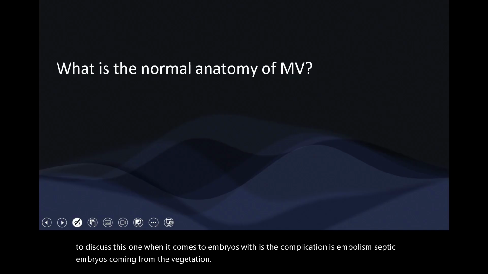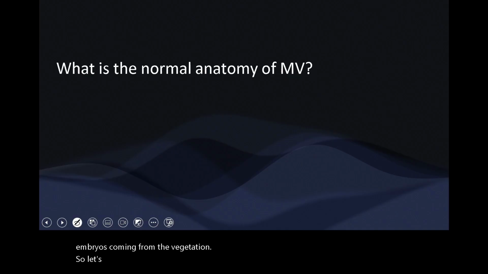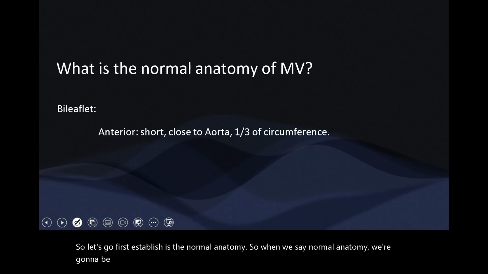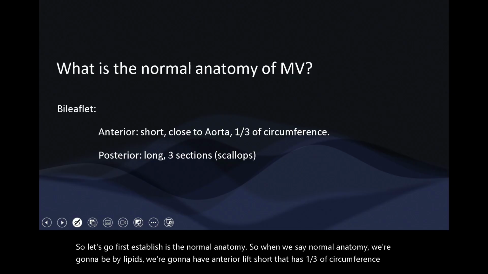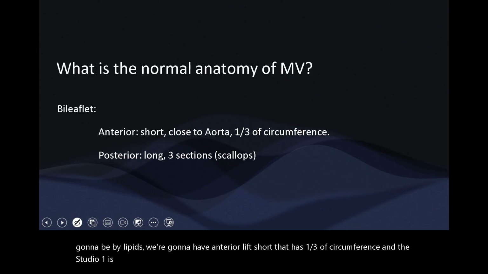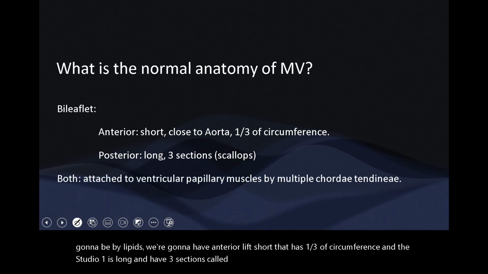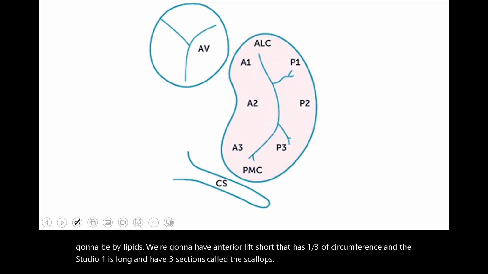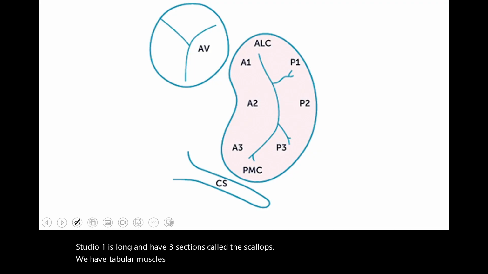So let's go to the first step, which is the normal anatomy. We're going to have two leaflets. The anterior is short and has one third of the circumference, and the posterior one is long and has three sections called the scallops. We have papillary muscles. Which one has more vulnerability to flail or perforation? It's going to be P2, which is the middle part.